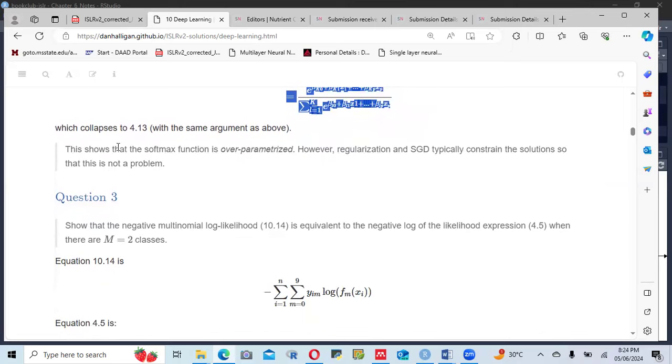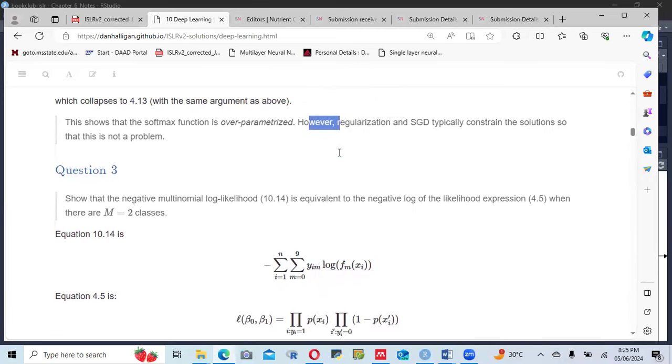So now in the final result, they said this shows that the softmax function is overparameterized. However, regularization and SGD typically constrain the solution so that this is not a problem.